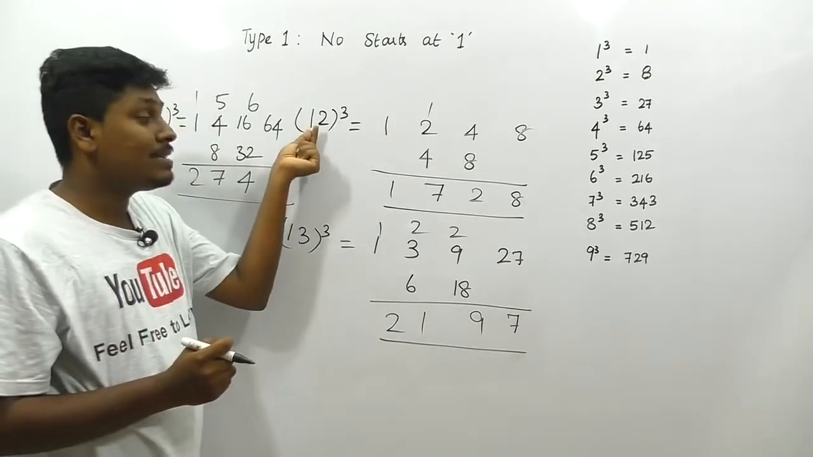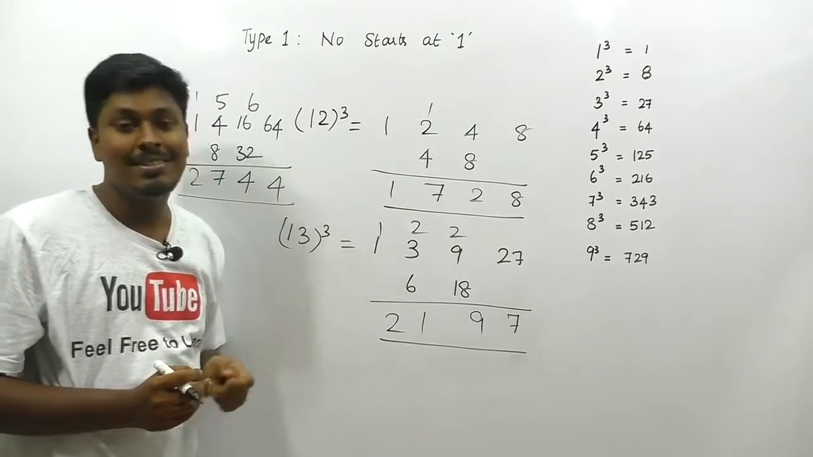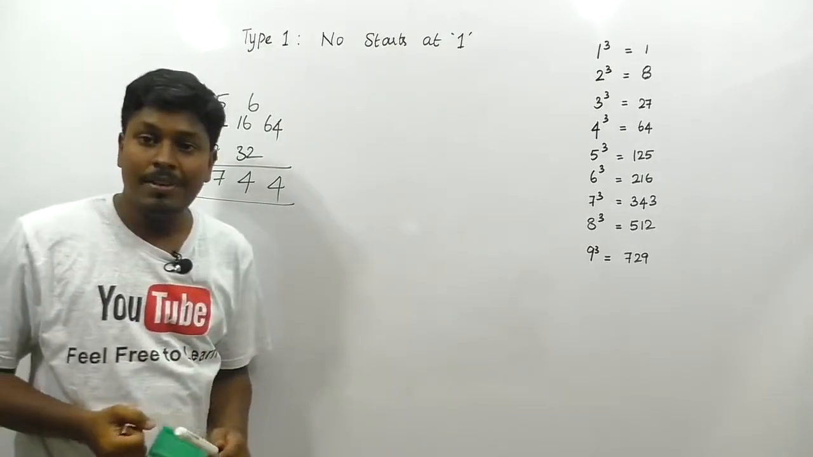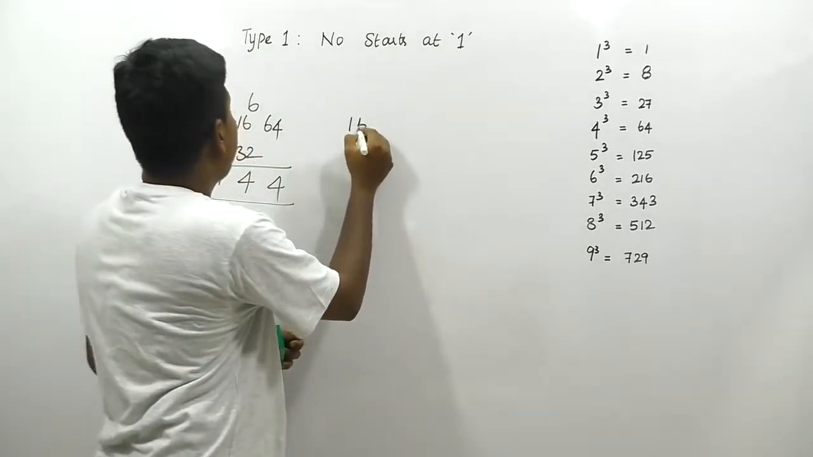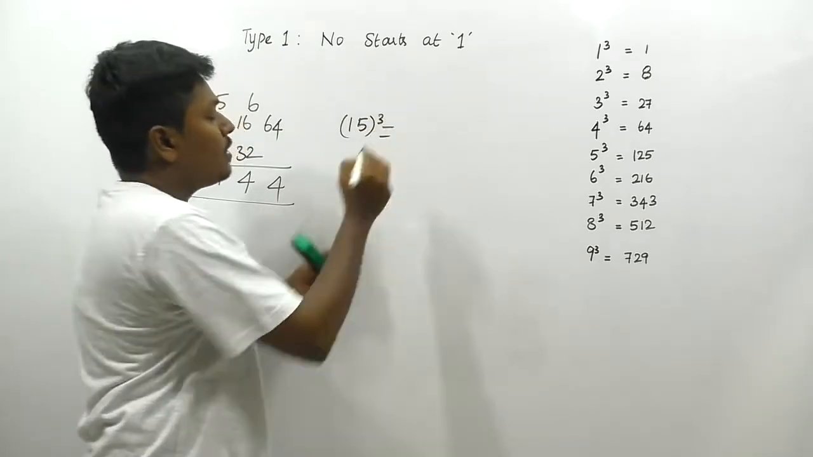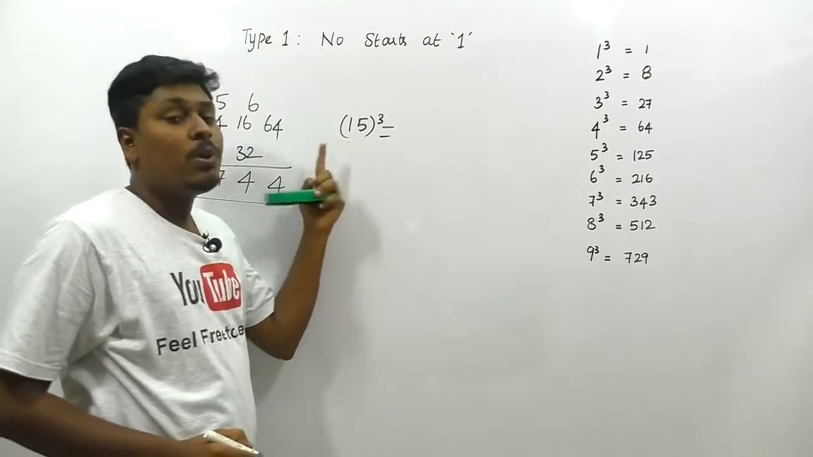that is the number that starts at 1. If you use this methodology, it is easy to crack. Okay friends, let me move on to 15 cube, right? 15 cube. The number that starts at 1, right? What we need to do?